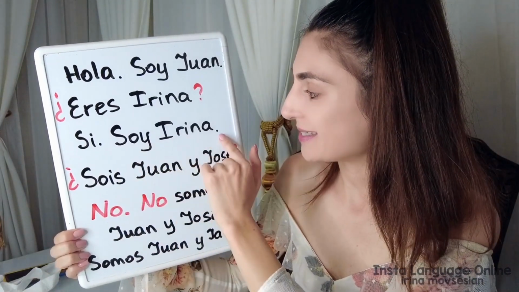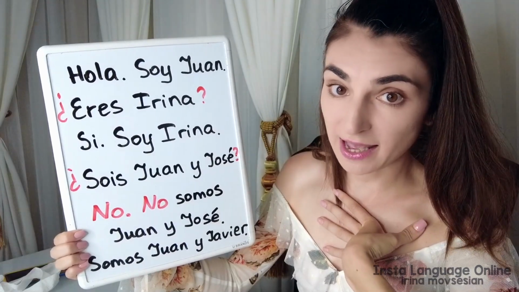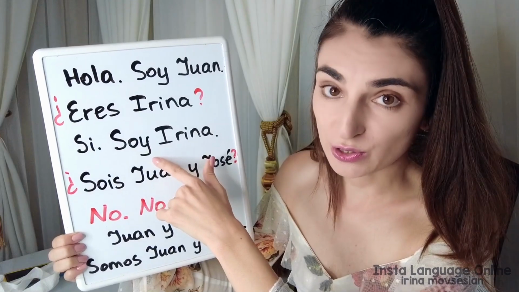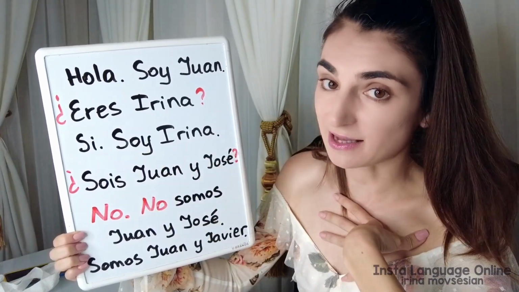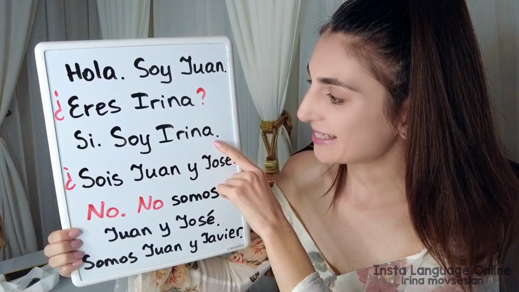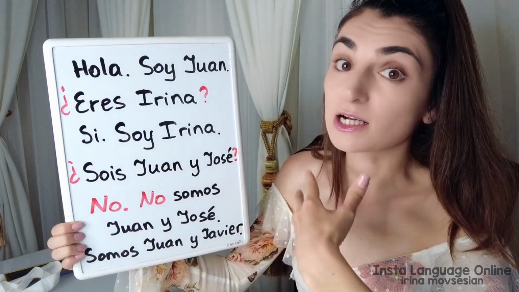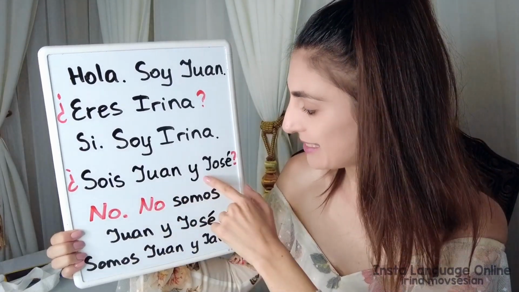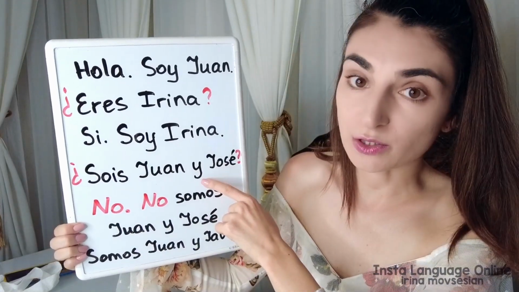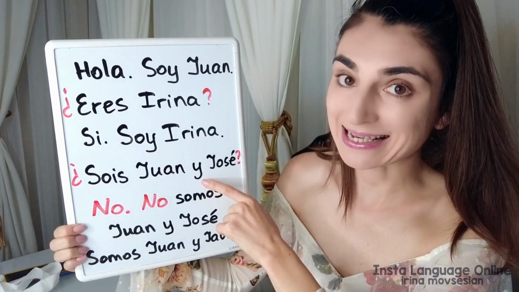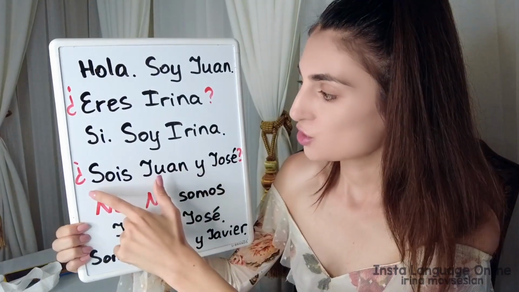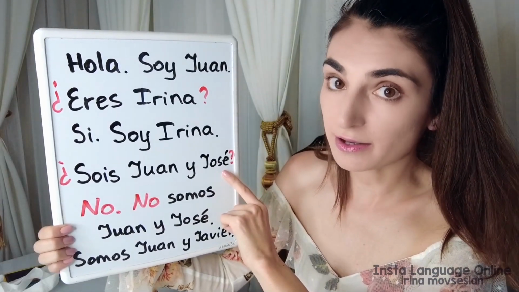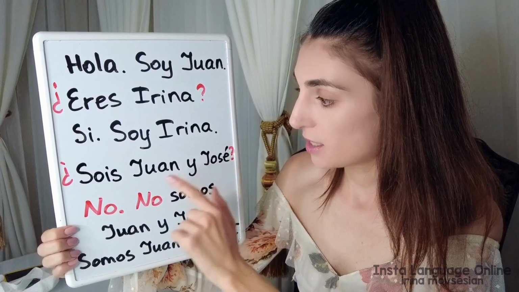Sí, soy Irina. I'm introducing myself again. I don't need yo because the form soy shows that I'm talking about myself. Sí, soy Irina. Then I'm asking a question again, as plural. ¿Sois Juan y José? We took this word already. That's and. Okay. ¿Sois Juan y José? Are you guys? Are you Juan and José?